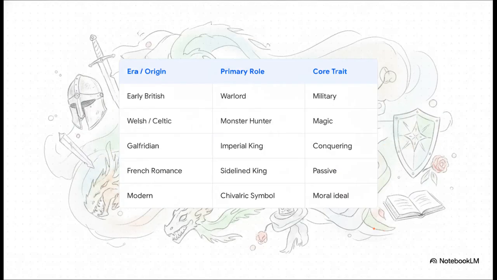And this, right here, brilliantly illustrates how Arthur is the ultimate cultural shapeshifter. I mean, the origin of the storyteller completely dictates the version of Arthur we get. He fundamentally transforms from a gritty early British military defender to a Welsh supernatural monster hunter, to Geoffrey's imperial ruler, to the passive French romance king, and finally to a Victorian moral ideal. He is literally whoever we need him to be.